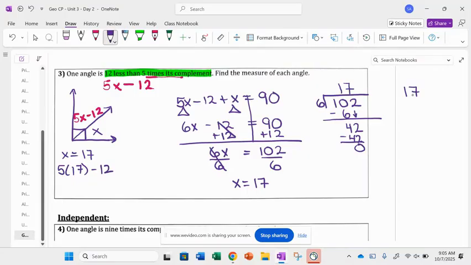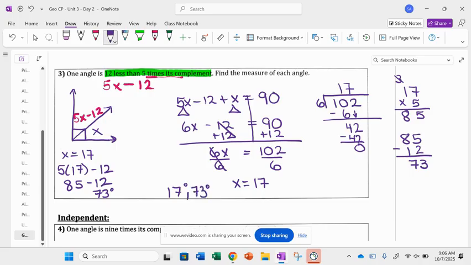So we're going to say 17 times 5 over on the side of our paper. 5 times 7 is 35, carry the 3. 5 times 1 is 5, plus 3 is 8. So this is 85 minus 12. So then again, I'm going to do that over on the side, 85 minus 12. 5 minus 2 is 3. 8 minus 1 is 7. So the two angles are 17 degrees and 73 degrees.